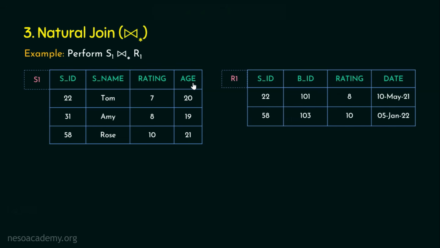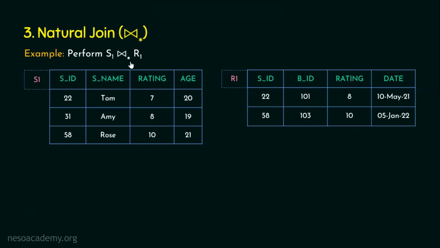Coming to R1, we have 4 attributes in the R1 relation, which are SID, branch ID, rating, and date. Just pause this video for a while and compare these two relations and see how many common attributes are there. As far as natural join is concerned, we need not mention any condition explicitly. Basically, it is an Equi Join. It is a special case of Equi Join, to be precise.